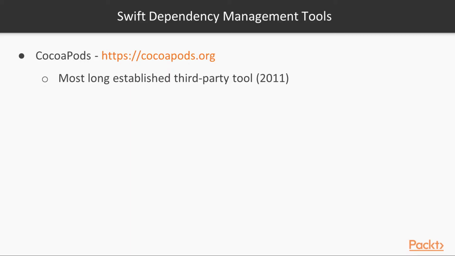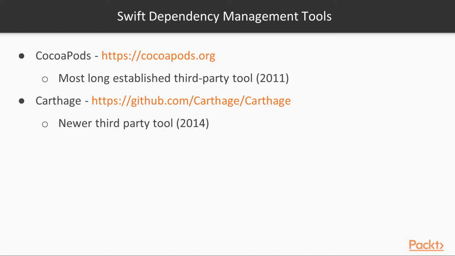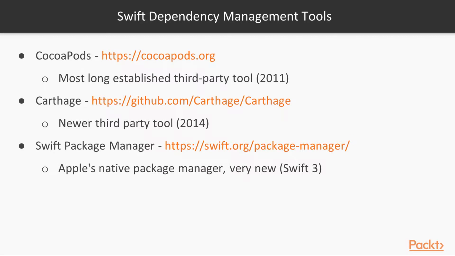The first tool we'll overview is CocoaPods, the longest established third-party dependency management tool, having its first release in 2011. Next is Carthage, a newer third-party tool with a different approach to CocoaPods. Finally, we have Apple's own first-party Swift Package Manager tool, the newest solution, having arrived with Swift 3 in 2016. Let's have a look at some pros and cons of all of these tools as objectively as possible.